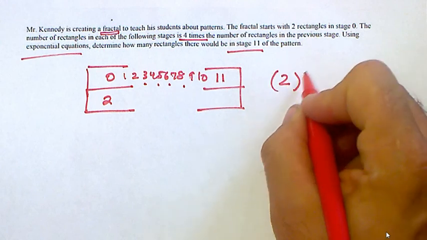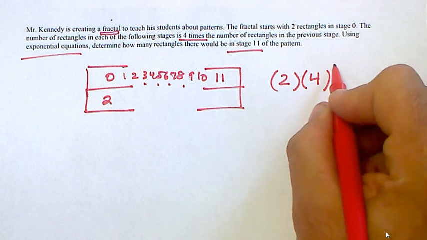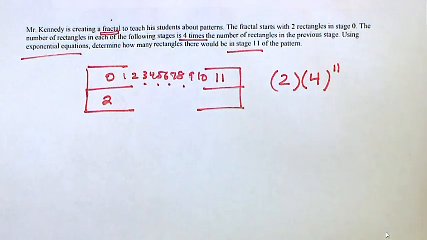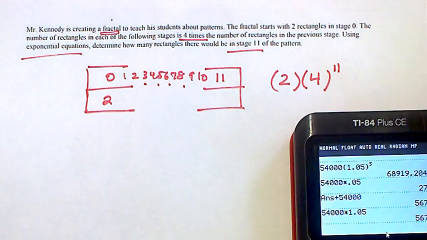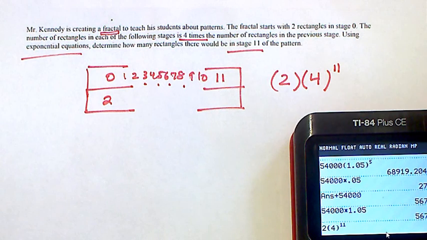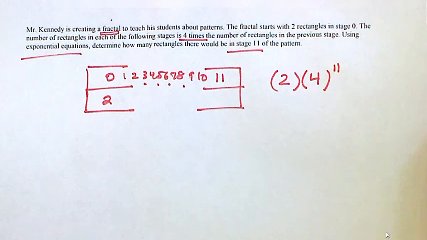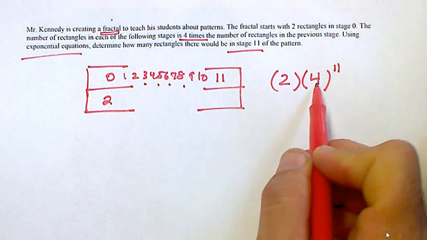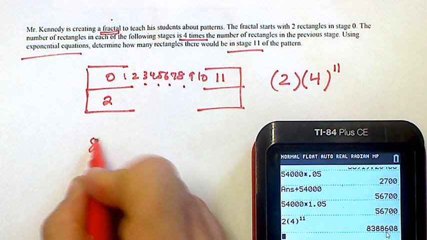It quadrupled and it went up about 11 times in the pattern, which would give me 2 times 4 to the 11th power. Look at just 11 stages multiplying 4 times. Look what a big number that could give you.